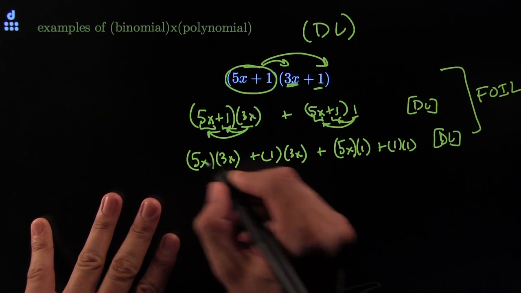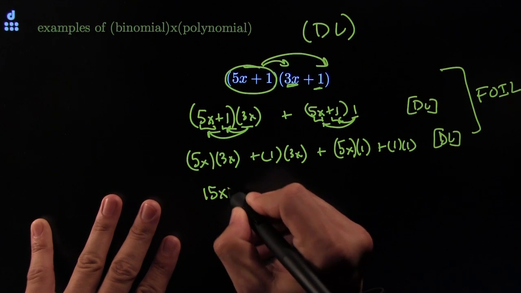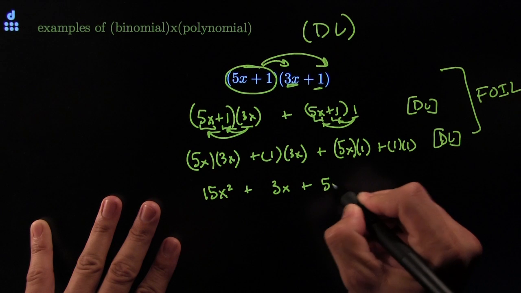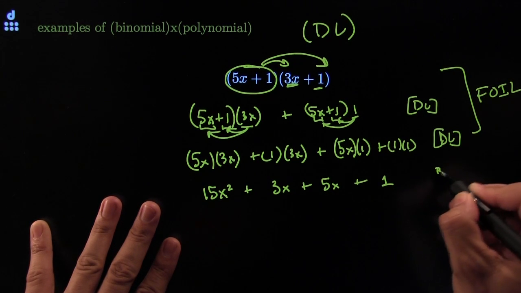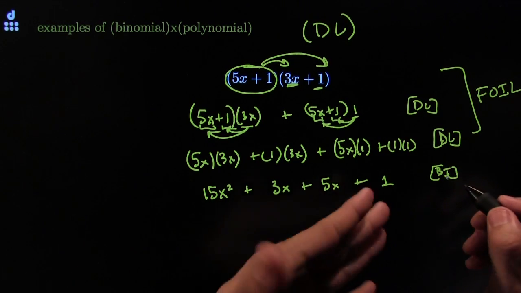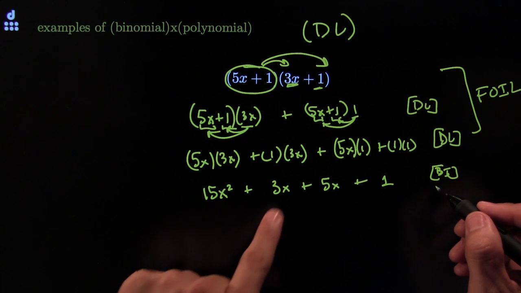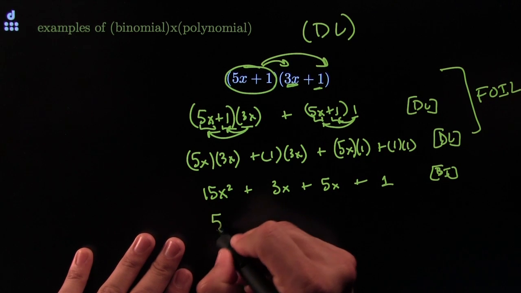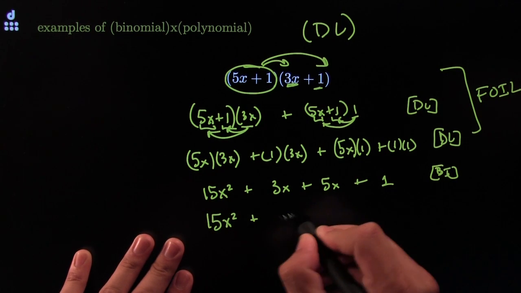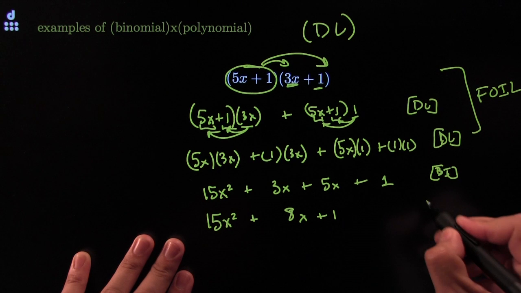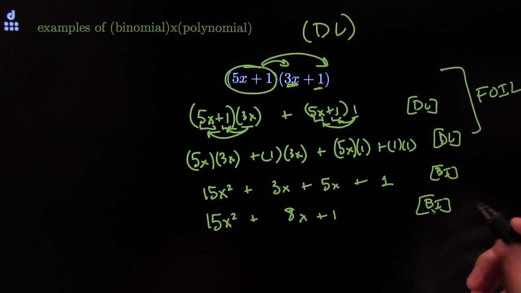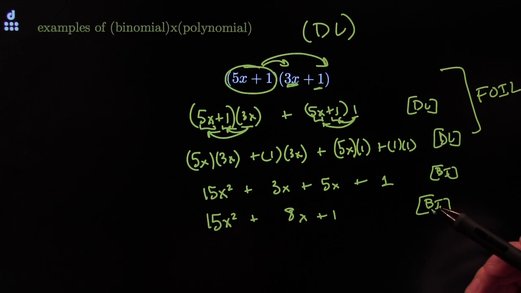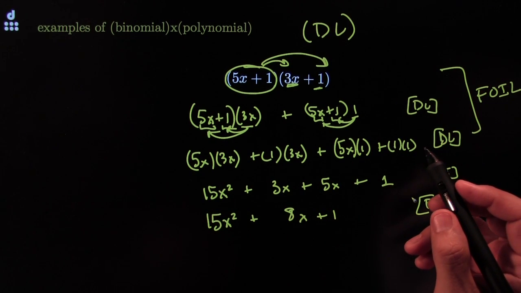This will give me a total of 5x times 3x, that would give me 15, and x times x would give you x squared. A 1 times a 3x would just give you 3x. So 5x times 1 would just give you 5x. 1 times 1 is just 1, and then you're pretty much done. It's customary to simplify if you can. In this case I have 2 like terms, an x and an x, so I could combine them and say this is 15x squared plus 8x plus 1, and there you go. Beautiful. This is using the distributive law a couple times. Okay, that's one way to do it.